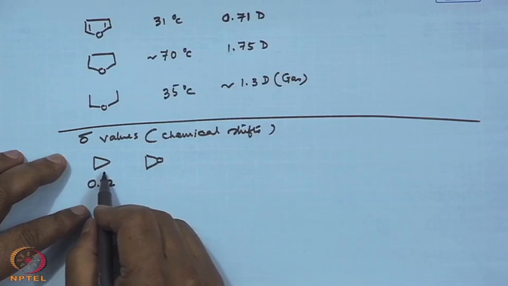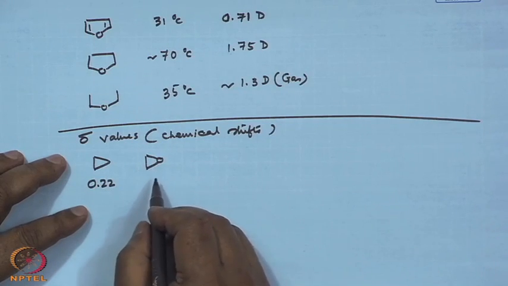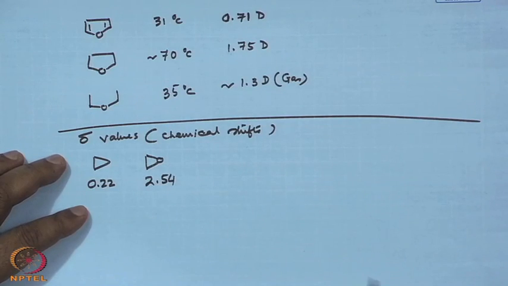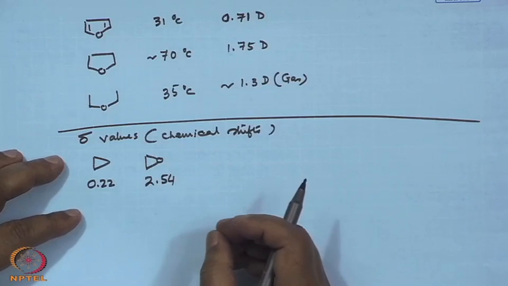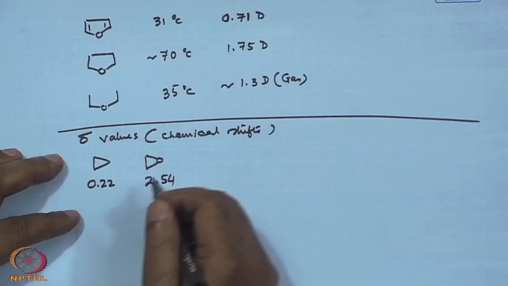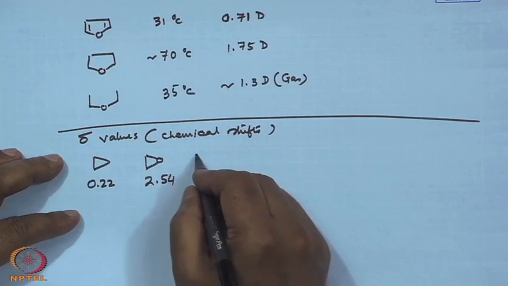So, as if these banana bonds create a shielding atmosphere, so that the hydrogen goes upfield, that means the chemical shift value is reduced. But when you go to the epoxide, basically you are increasing the electronegativity, right. So the chemical shift value in the epoxide could be 2.54, that is quite obvious. By placement of a heteroatom you are increasing the electronegativity, and it pulls the electron density towards oxygen. So, chemical shift increases.